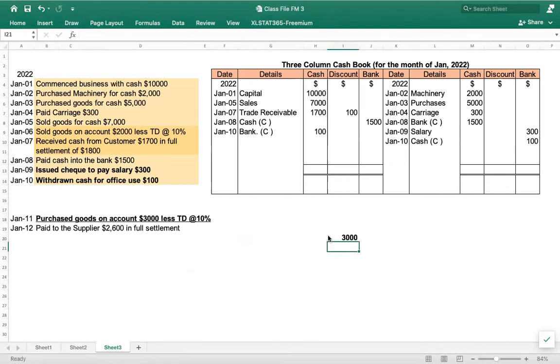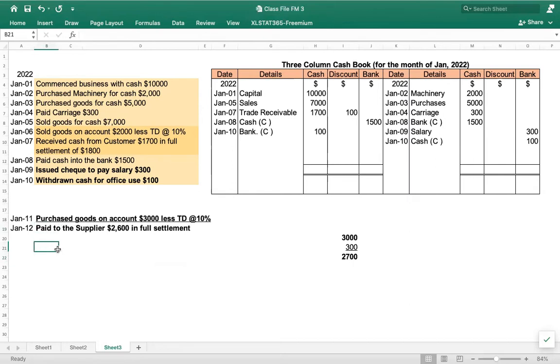3,000 is the list price, right? Trade discount is 10%, that is 300. So what is the bill amount? 2,700, right? But I'm not going to record this in the cash book because I bought goods on account. Now read out the next transaction.